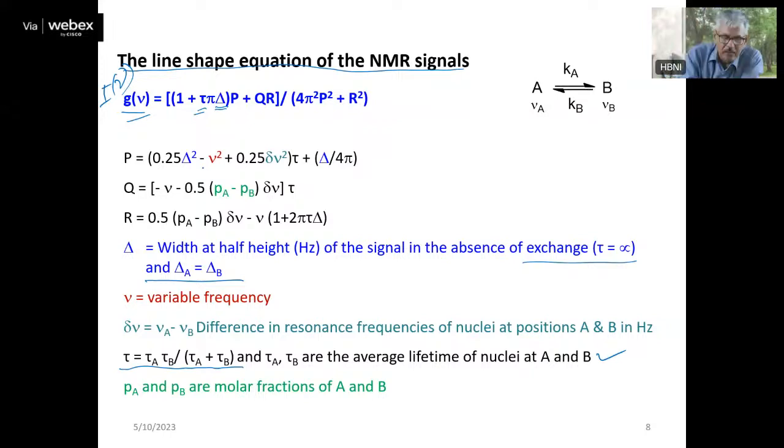Now nu is the variable frequency at which you are trying to find the line shape, so that is changing. Delta nu is nu A minus nu B. It is the difference in resonance frequencies of nuclei at positions A and B. So this is nothing but the chemical shift difference.